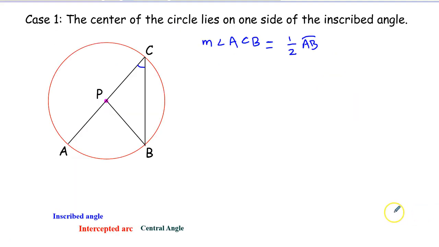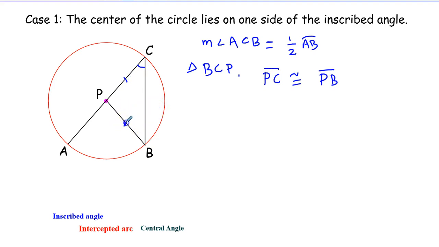Now let us go back to case 1. Here we have ACB as the inscribed angle and AB as the arc. Now let us consider triangle BPC or BCP, whatever you call it. In this triangle B, C and P, we are seeing that PC is congruent to PB, right? The side PC is congruent to PB.